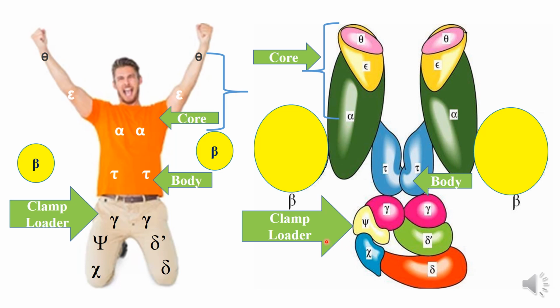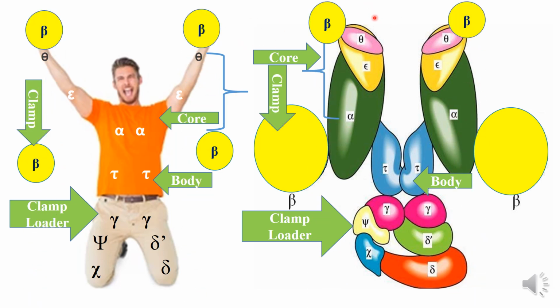The function of the clamp loader is to load the clamp. Now this beta subunit is the clamp which is separate from the enzyme, and the clamp loader loads it to the arms or to the core of the enzyme. So this is how the clamp will be loaded, and then this whole thing will become a holoenzyme. Now the function of the tau is to keep the whole enzyme together, and the function of the clamp loader is to load the beta subunit to the core enzyme.